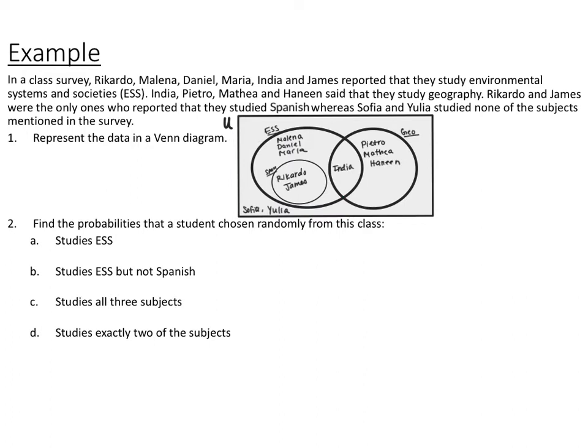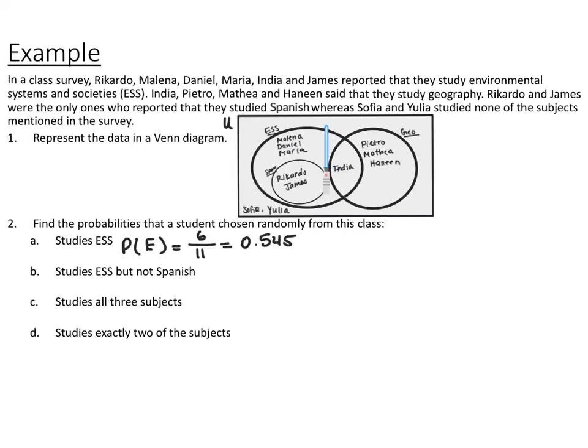So then when you're looking at a sample space like this, for number 2, it says find the probabilities that a student chosen randomly from this class studies ESS. So everybody in this whole circle studies ESS. Melina, Daniel, Maria, Ricardo, James, and India all study ESS, even if they're in a shared one too. So go ahead and pause the video and find the probability that if I randomly chose a student, they would study ESS.